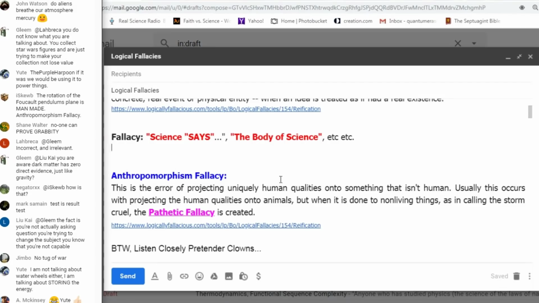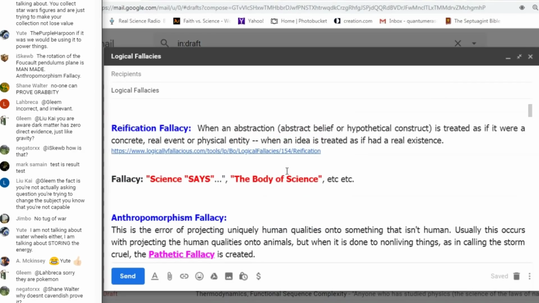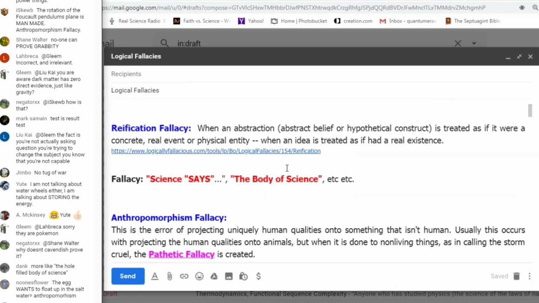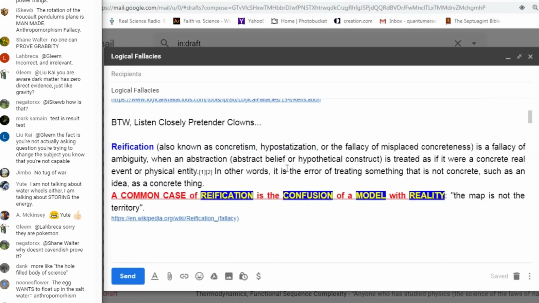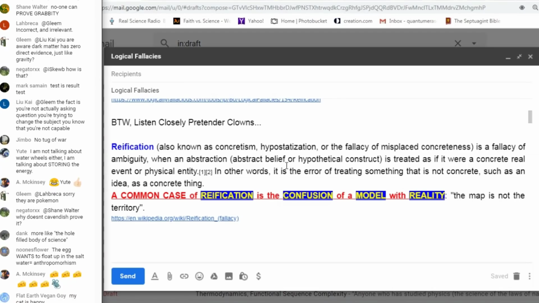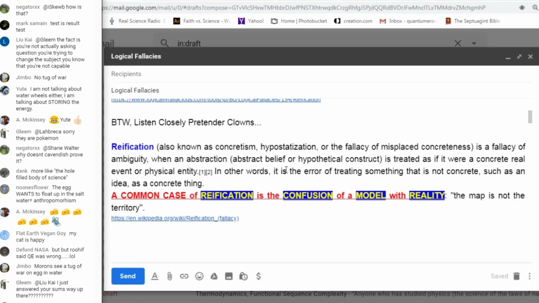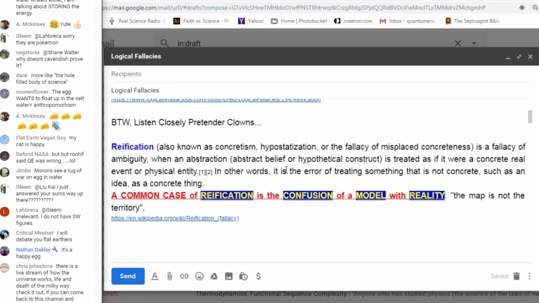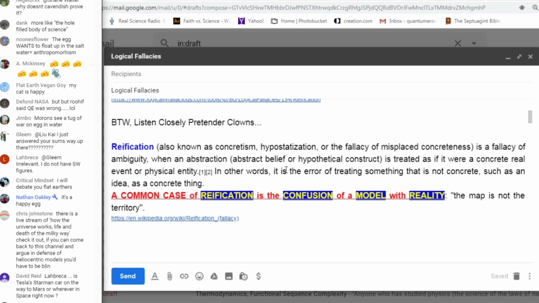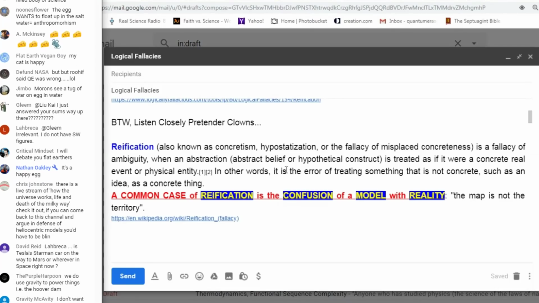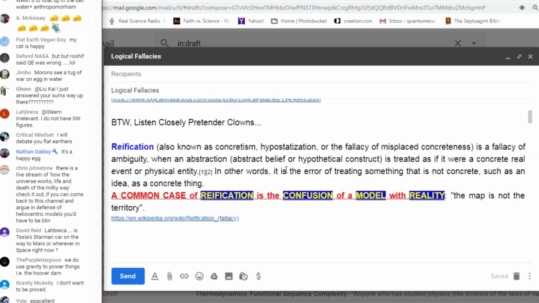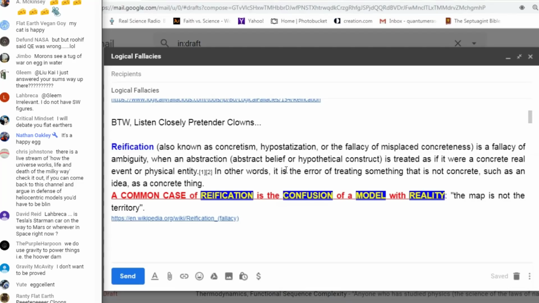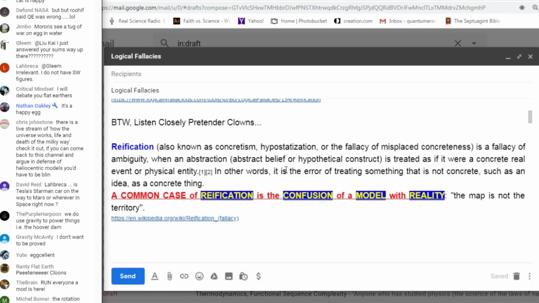Now, back to the story where I said I had to do a little bit more research on this. And I said, you know what? Let's go to the Baltard's alma mater and let's look up reification fallacy, right? And guess what it gave me? Here it is. So listen closely, pretender clowns. Reification, also known as concretism, hypostatization, or the fallacy of misplaced concreteness, is a fallacy of ambiguity when an abstraction, that is, an abstract belief or hypothetical construct, is treated as if it were a concrete real event or a physical entity. In other words, it is the error of treating something that is not concrete, such as an idea, as a concrete thing. Are you listening?